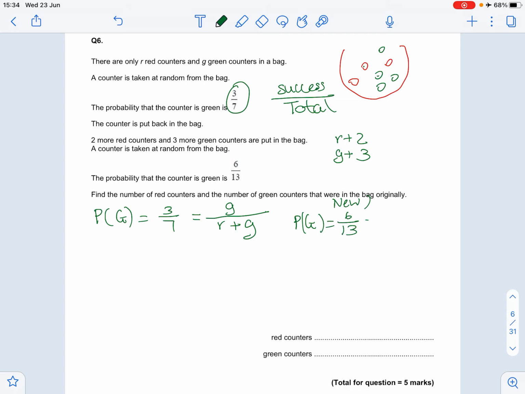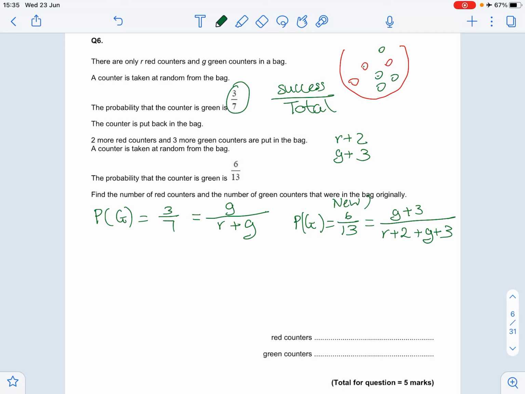But what happened is that the green, we have 3 extra. And the total, what happened to the total? The red, we have 2 more. And for greens, we have 3 more. Okay, now this is looking very complicated, but it's just asking us to solve the equation. So we can do a substitution here. So let's rearrange our equation here.